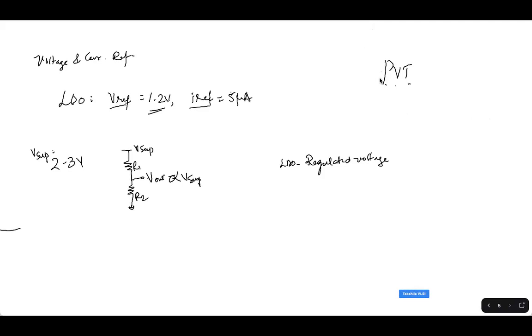Probably we have already discussed the PVT corners. What P is, what V is, what T is, and what kind of variations we are talking about. You already know them. Irrespective of PVT corners, we would like to make sure that our voltage or current is a constant voltage and current.